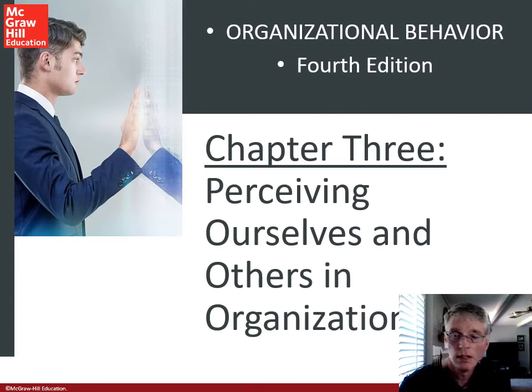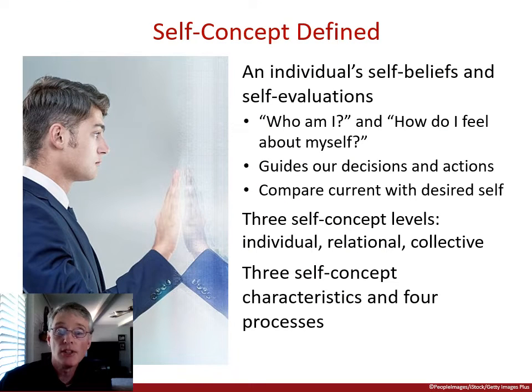They went and added. Okay, here's chapter 3, perceptions and attributions, and some other topics as well. They're really good stuff. Okay, this first one, this idea of self-concept, an individual's self-beliefs and self-evaluations. These ideas of who am I? How do I feel about myself? It goes back to your decisions and your actions. Okay, individual, relational, collective. Read through these. This is really important stuff.